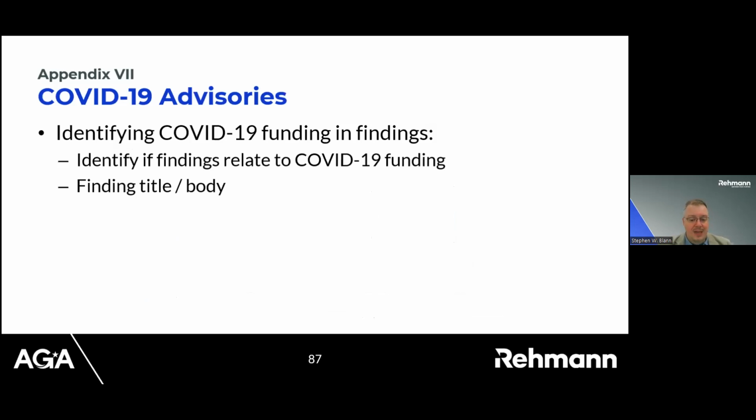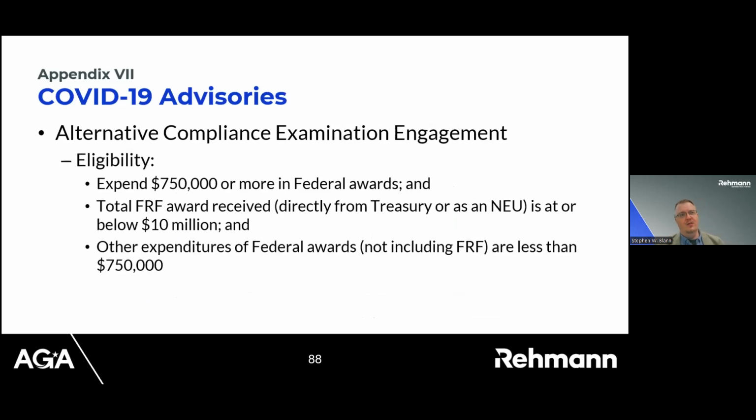Now, this is the biggest and most exciting part of what is going on right now, and it has been developing over the last few months, and we are really, really close to having some final guidance on it. It is the alternative compliance examination engagement. This is, for lack of a better word, single audit light. And it was created specifically for those entities who would not ordinarily need a single audit, but because specifically of the Coronavirus State and Local Fiscal Recovery Funds, CSLFRF, because of that specific grant, they were going to trigger a single audit for the first time.